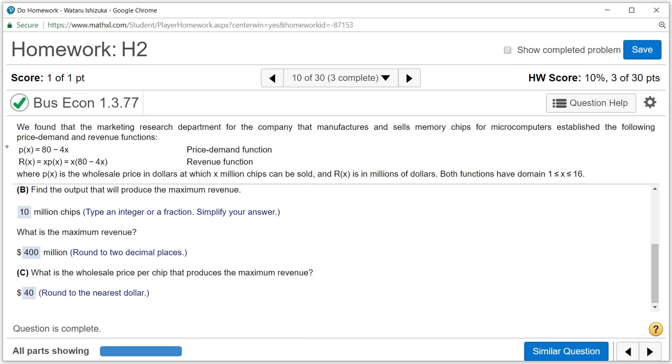All right, that's it. I hope that this was clear.